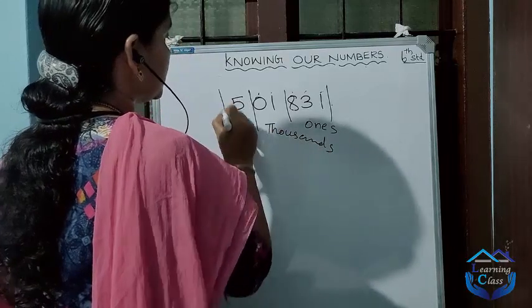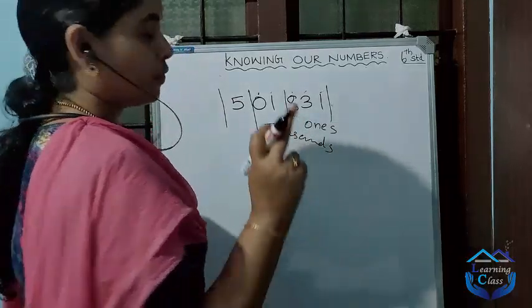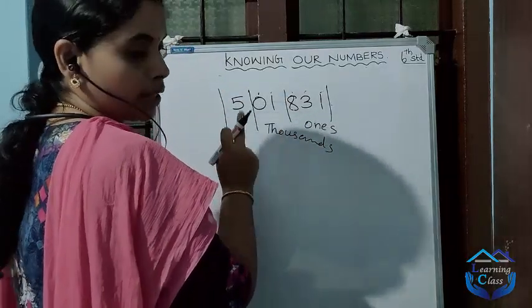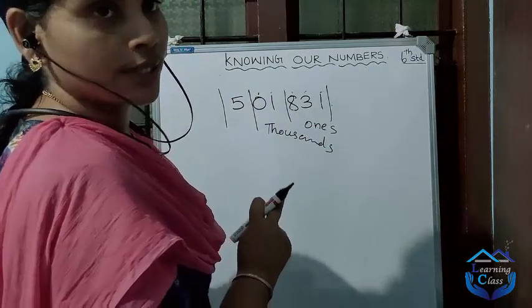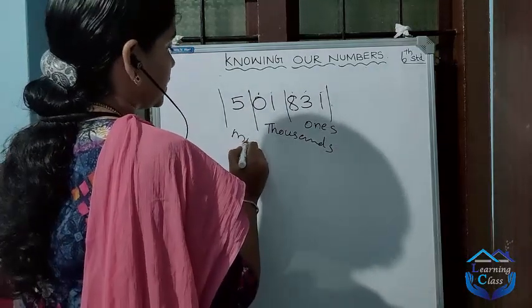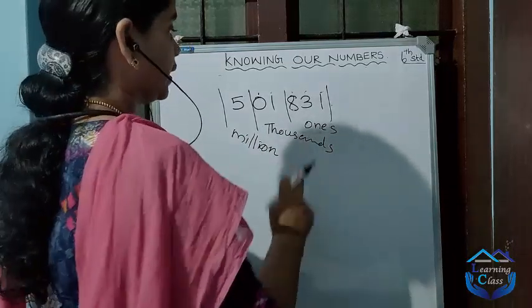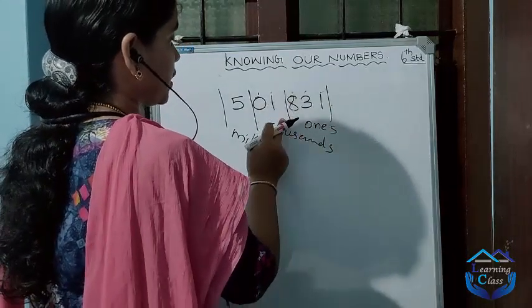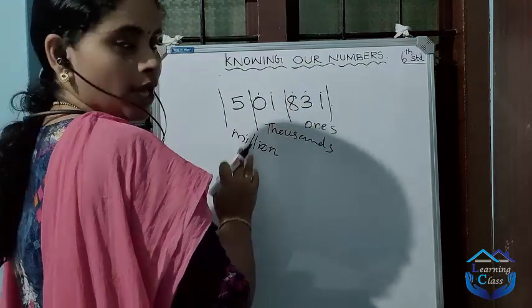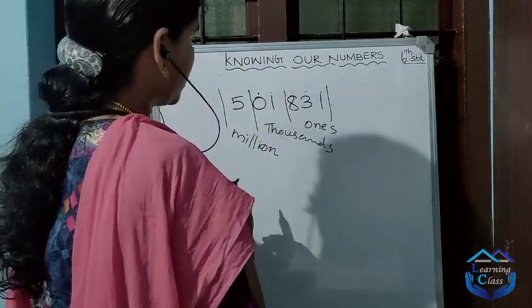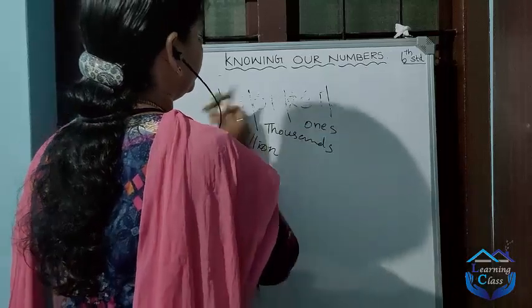and this, in Indian system, we call it a lakh period, but in international system, we call it millions. Okay, million. Here, this is ones period, this is thousands period, and this is million. Clear? Let me check with another example.